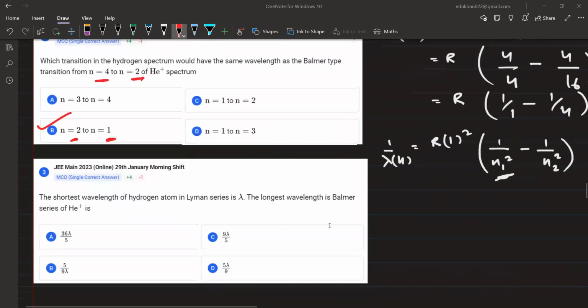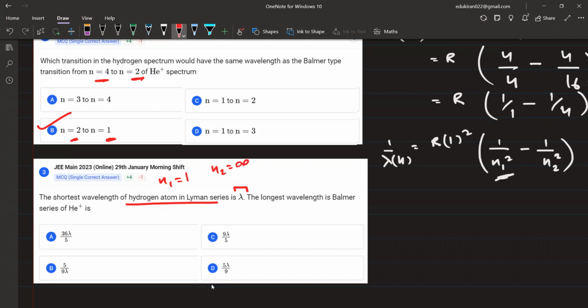Tell me about this. The shortest wavelength of hydrogen atom in Lyman series is lambda. Shortest wavelength कहाँ पे होगा, tell me. Shortest wavelength के लिए n2 is equal to infinity and n1 is equal to 1. n1 is equal to how much and n2 is equal to how much? n1 is 1 and n2 is infinity.